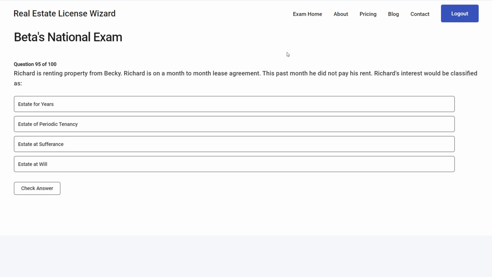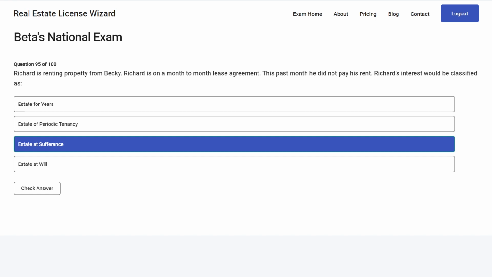Alrighty, the correct answer for this one is estate at sufferance. Because guess what? Becky is suffering. Yes, Becky is suffering because she's not getting paid. That's how you remember that. An estate at sufferance is when a tenant occupies property after their rights to the property have expired. So if they're not paying or things like that, that would be an estate at sufferance.